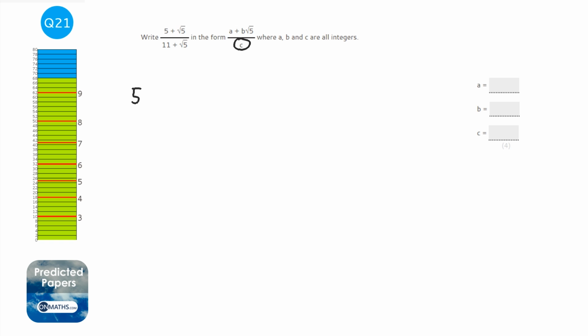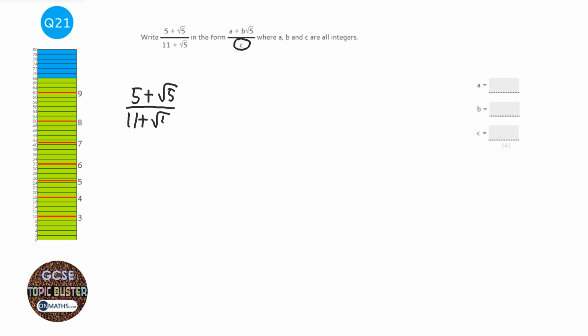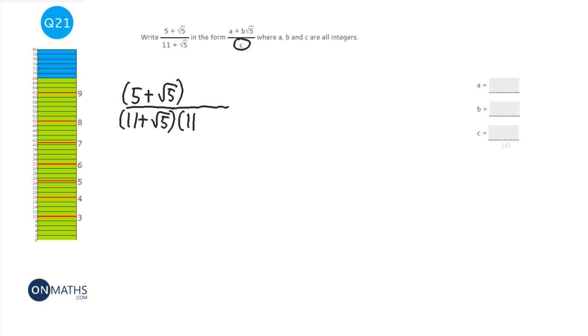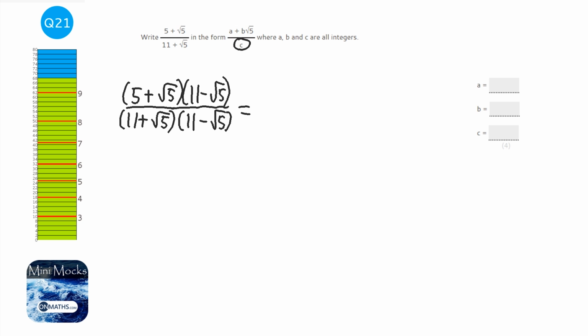Now I'm going to write this out again to make it a bit bigger. The only way we can do that with this question is if we times top and bottom by kind of the opposite of what it shows at the bottom. So instead of 11 plus root 5, I'm going to times it by 11 minus root 5. But if I do that to the bottom, to keep the fraction the same, I must do it to the top. So that creates a kind of quadratic surd. You do it the same way as you do quadratics, whichever method you want, first outside, inside, last, or double smiles and rainbows, or smiley face, or whatever you choose to do it.